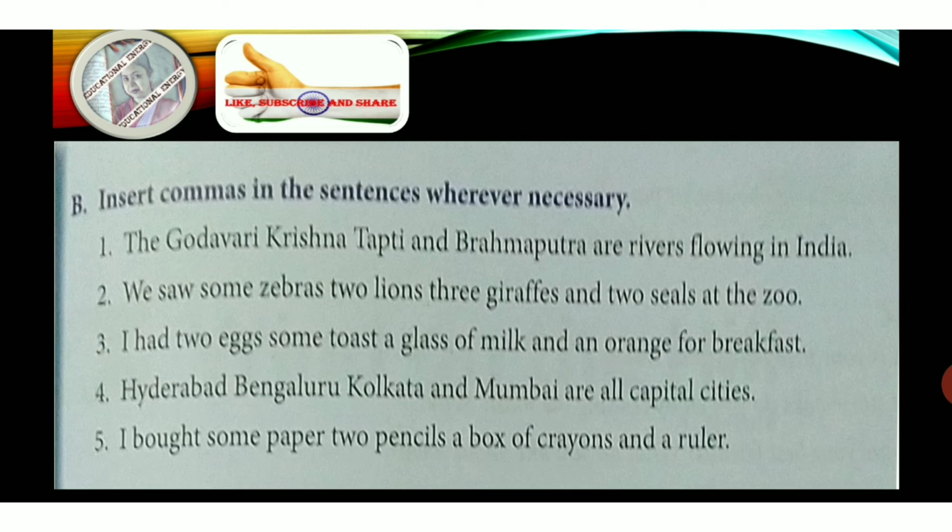So here put the date. Today is 14/9/2020, and here insert commas in the sentences wherever necessary. You can find it in your book. Here is exercise B: insert commas in the sentences wherever necessary. I have explained how to insert commas, so follow those rules and do this exercise.